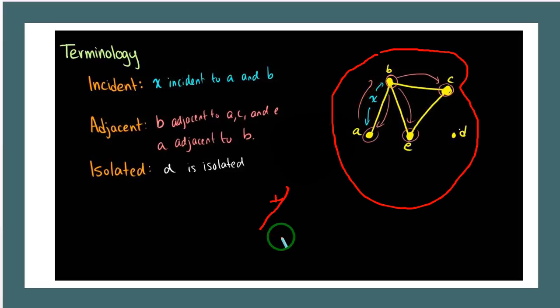The third is isolated. Isolated means a vertex which is not connected to any one. You can see D is isolated because D is not connected to anyone. Okay, so these are some terminologies.